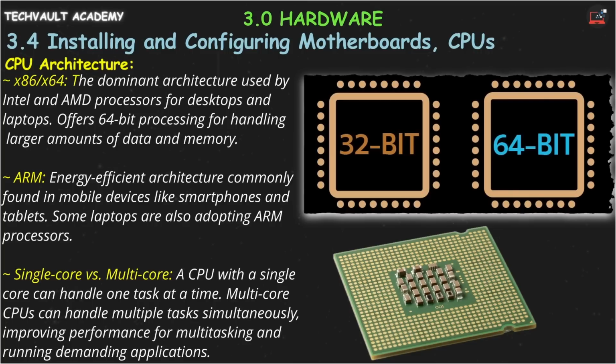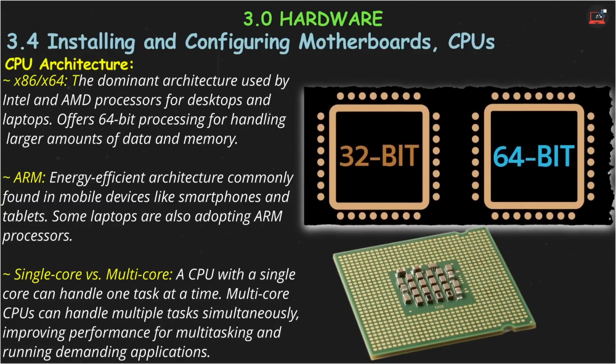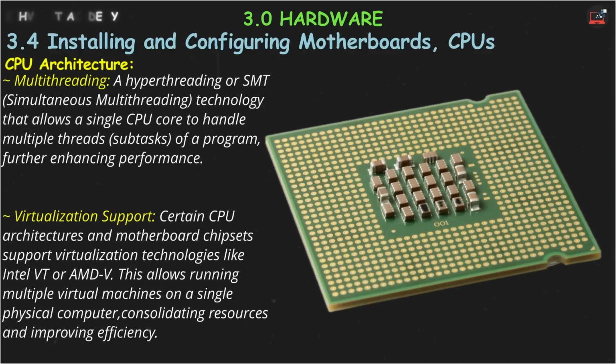Single-core versus multi-core. A CPU with a single core can handle one task at a time. Multi-core CPUs can handle multiple tasks simultaneously, improving performance for multitasking and running demanding applications. Multithreading, hyperthreading or SMT, simultaneous multithreading, is a technology that allows a single CPU core to handle multiple threads, subtasks of a program, further enhancing performance. Virtualization support. Certain CPU architectures and motherboard chipsets support virtualization technologies like Intel VT or AMD-V. This allows running multiple virtual machines on a single physical computer, consolidating resources and improving efficiency.